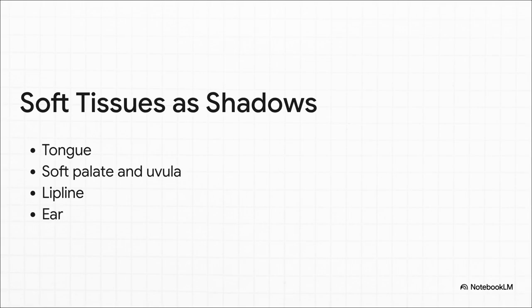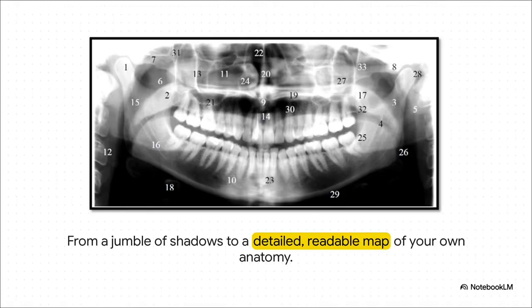Those are your soft tissues. They're denser than air, sure, but way less dense than bone. You might be able to spot the outline of your tongue, the soft palate, your lips, and sometimes you can even see your earlobes ghosting over the bone. And just like that, we've done it.